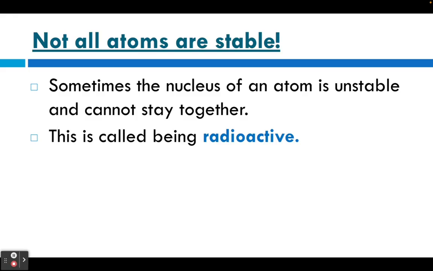This is Mr. Coolvault, and in this video we're going to go through an introduction to the nucleus. So the first thing we need to understand about atoms is that not all atoms are stable. Many atoms are stable, they'll stay together for a long time, but a lot of atoms are not stable, meaning that sometimes they will fall apart. Sometimes the nucleus of an atom is unstable and can't stay together. So the nucleus will then just come apart. This is called being radioactive.